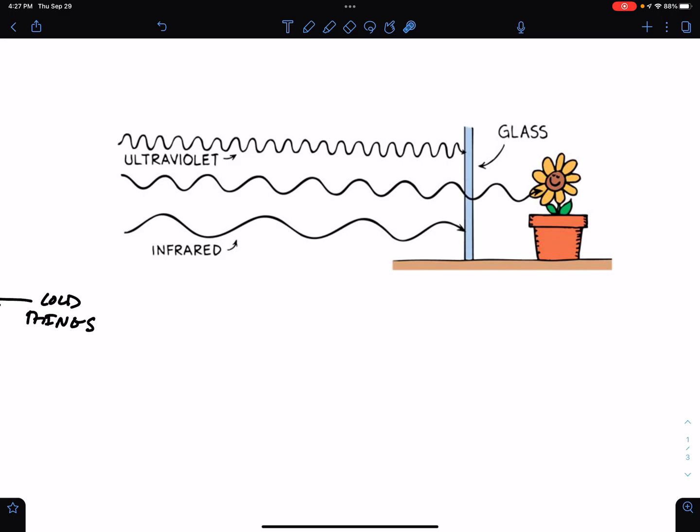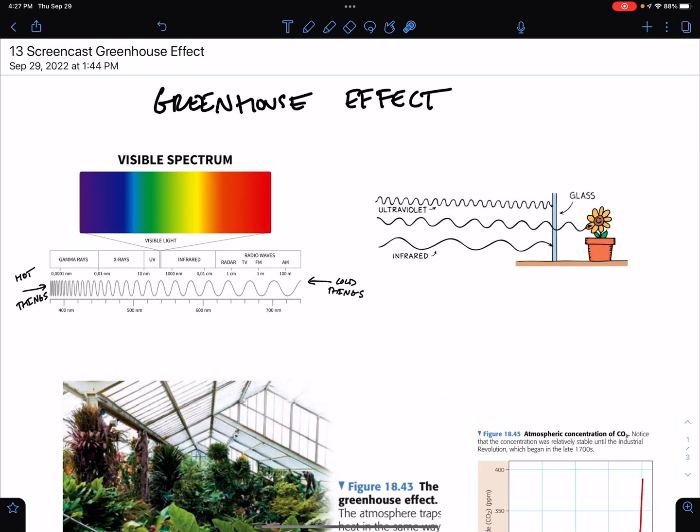Okay, so those are our two big ideas. Things are emitting all frequencies of light, but mostly they're emitting the light that's proportional to their temperature, and all materials have some types of light that they're transparent to and some types of light that they absorb.